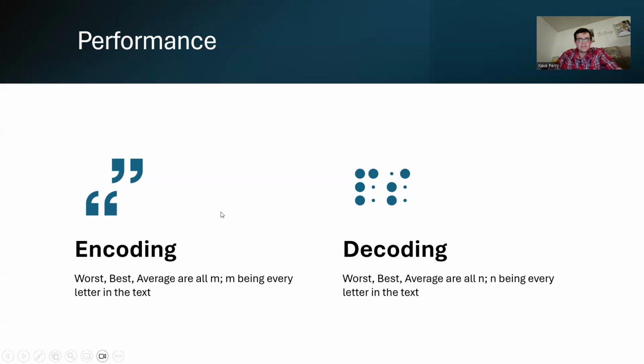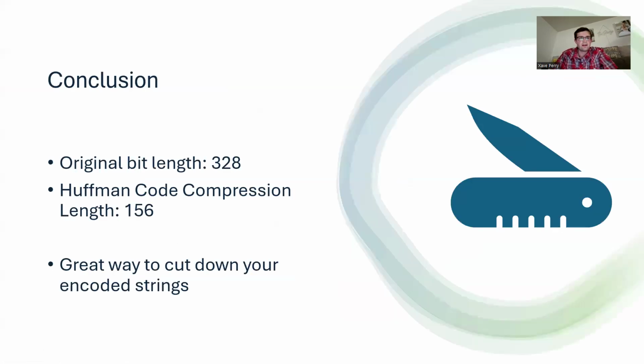And the performance of it is, for both of them, the worst, best, and average. So big O, theta, and omega, sorry, theta, omega, big O, omega, theta in order, is all M, with M being every letter in the text, and the decoding is also just N, but N is the number of bits that is being decoded.